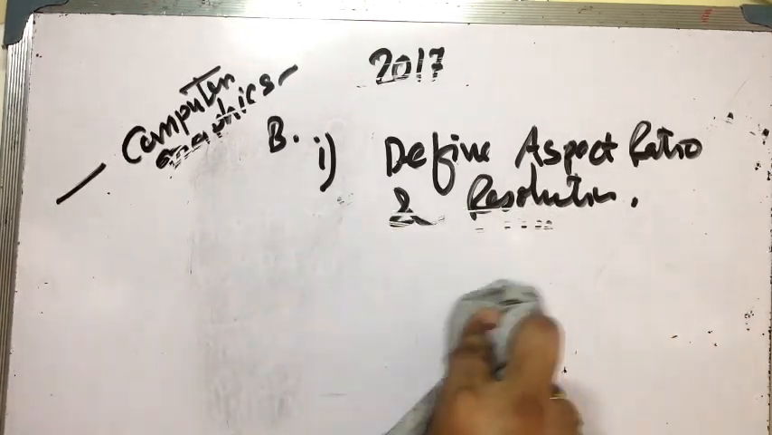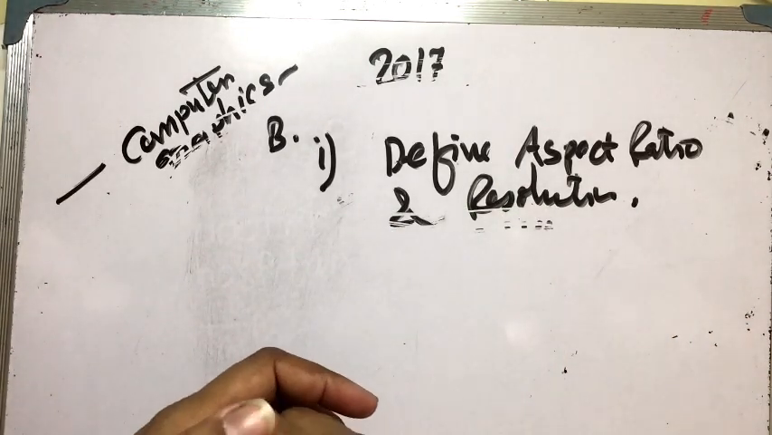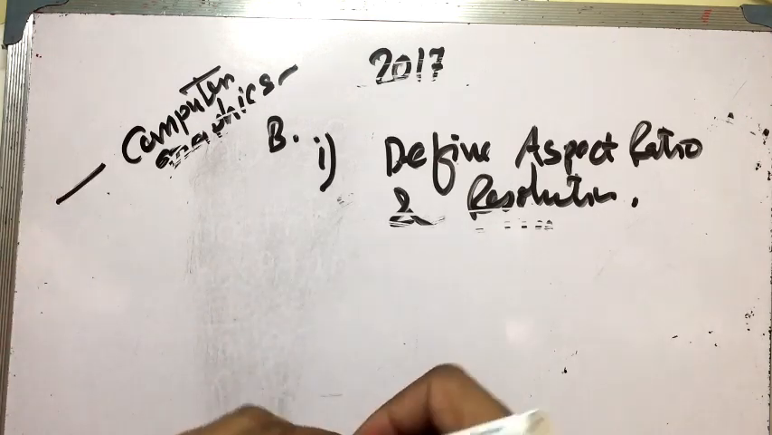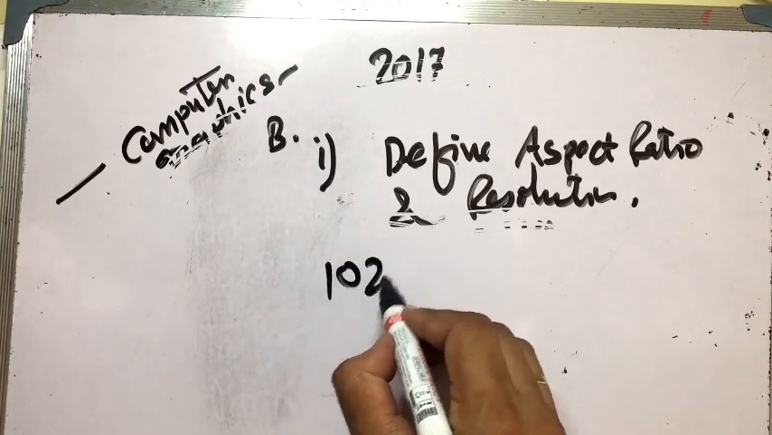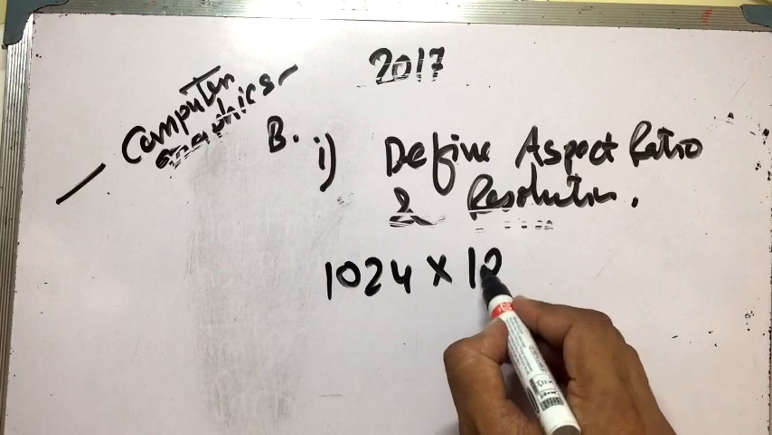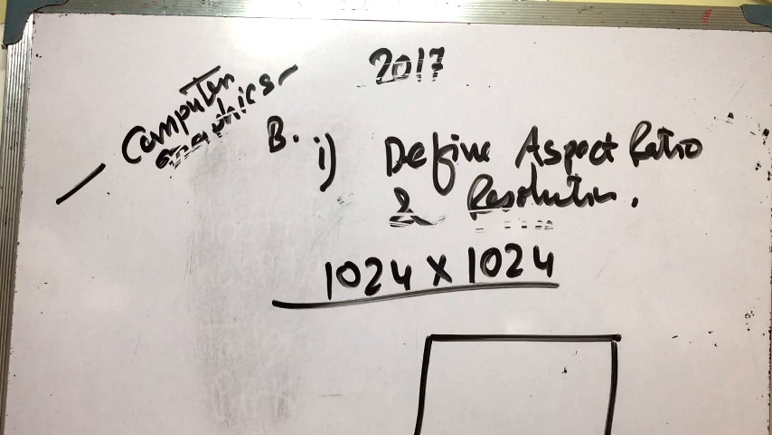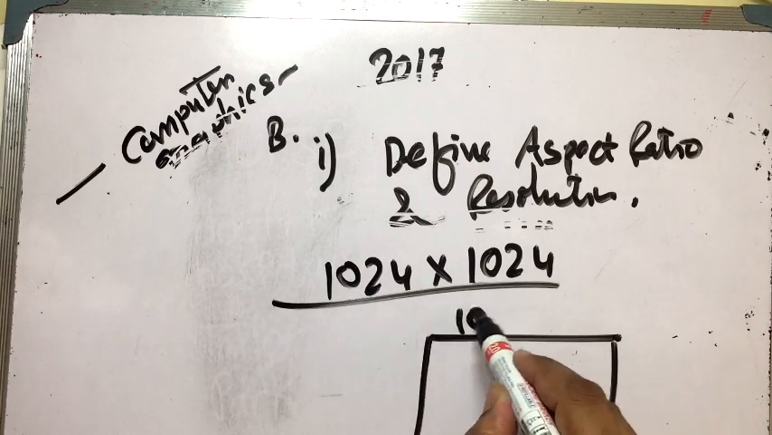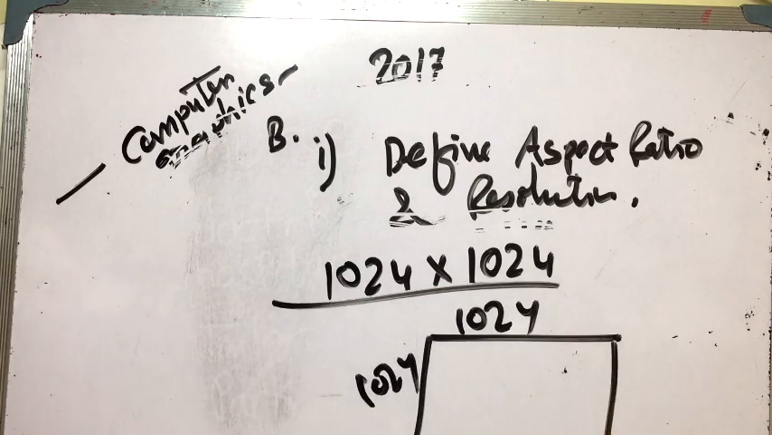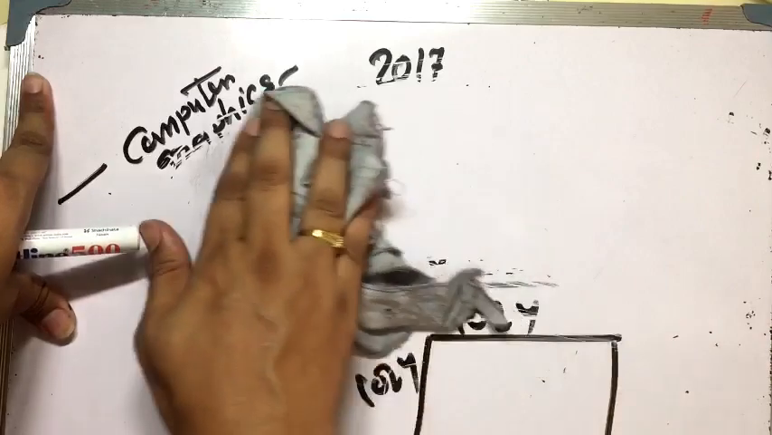Now the resolution. Resolution is the number of pixels in unit area. Suppose 1024 into 1024. So the number of pixels in this area is 1024 by 1024. Total number of pixels is 1024 into 1024. So this is the resolution. Resolution is the number of pixels per unit area.